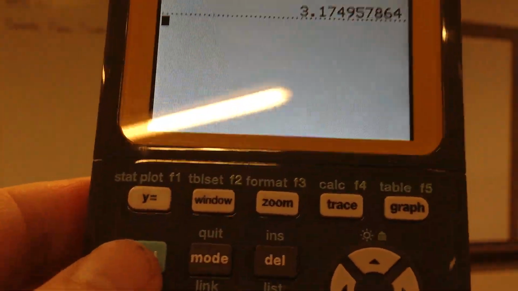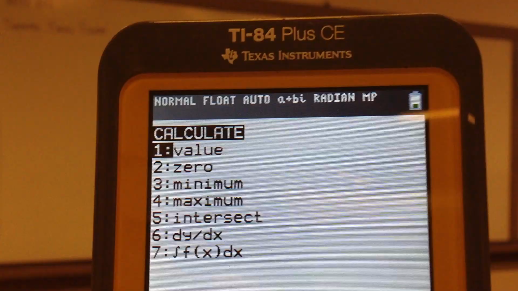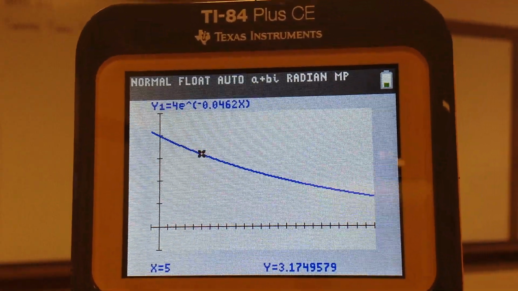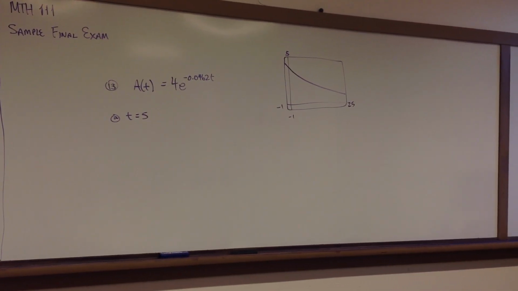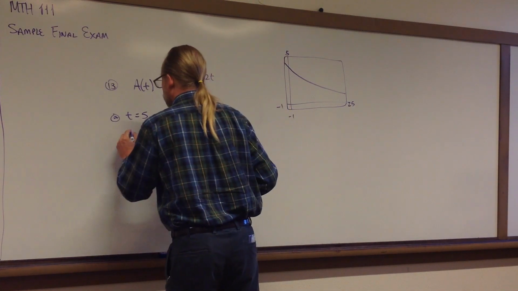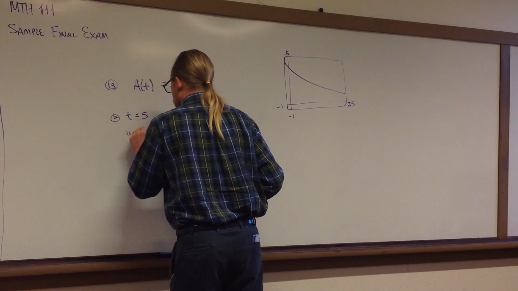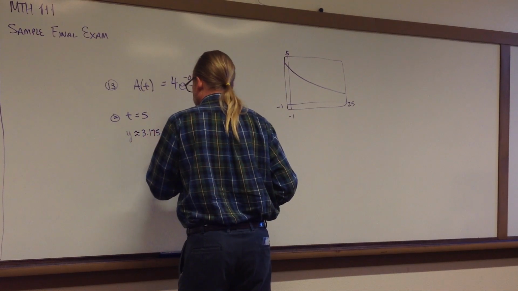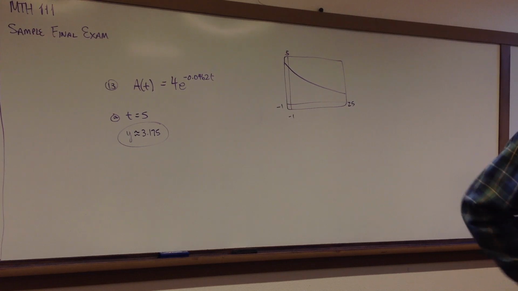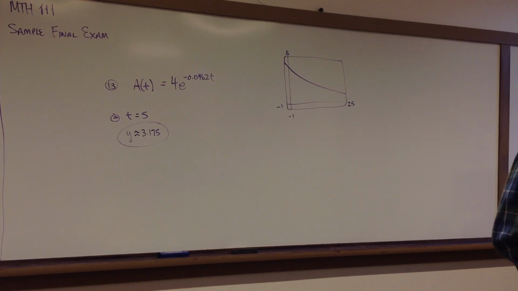Or you can also go into that calculate menu, second trace. Choice number 1 is find the value. Find the value when x equals 5. There it is, 3.175. You only have to do one of those. Okay? I'm just showing you there's a variety of different ways to get that same answer. I think the table is probably the easiest way to do that. So y is approximately 3.175, and I believe we're in micrograms here, but I'm not going to worry too much about the units.